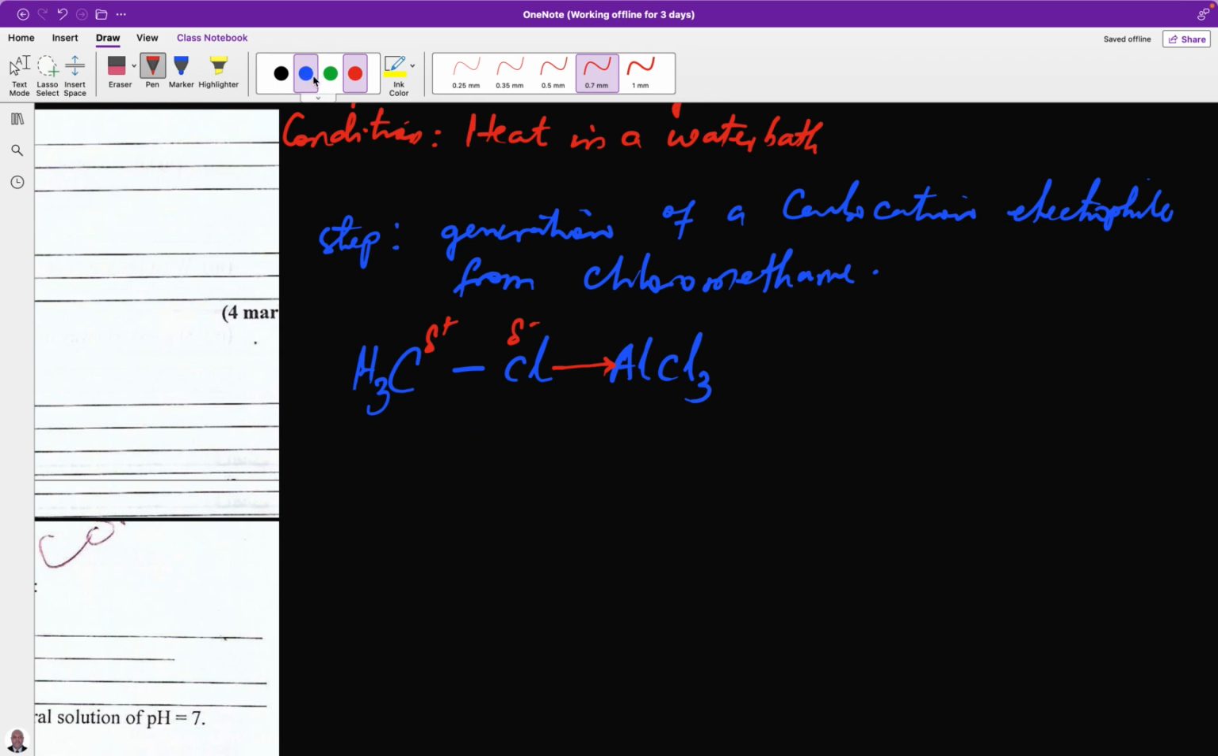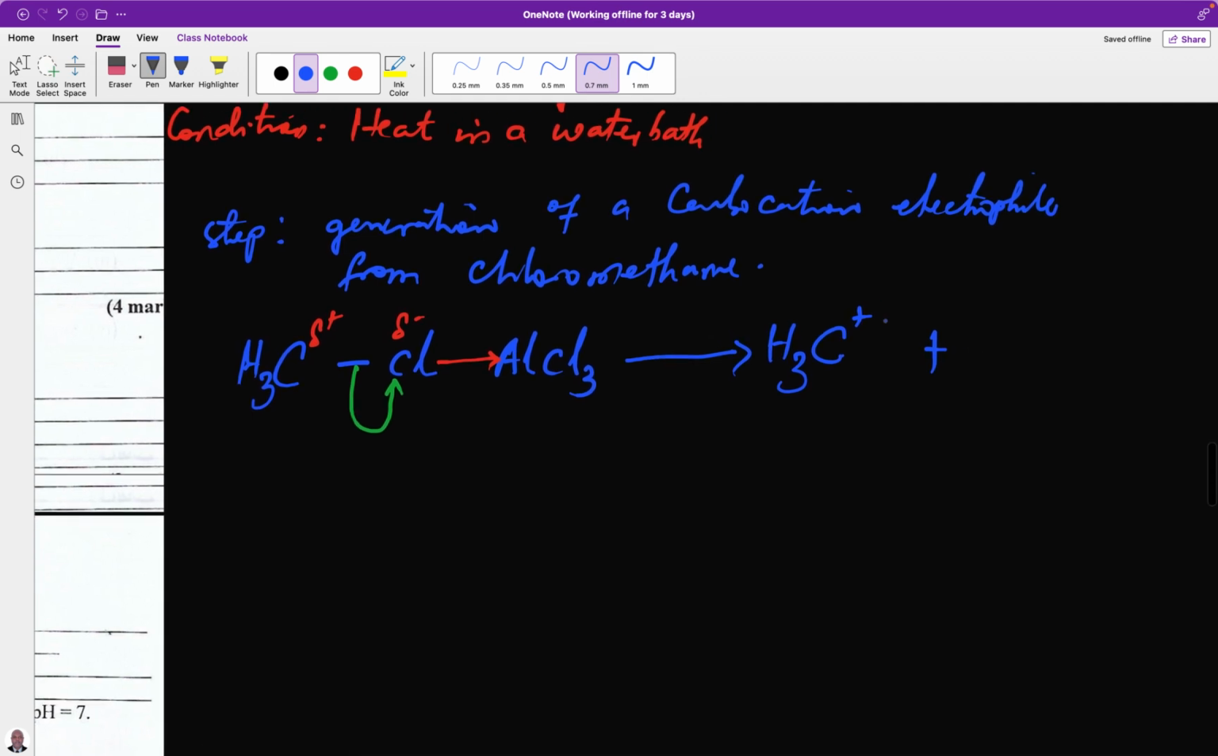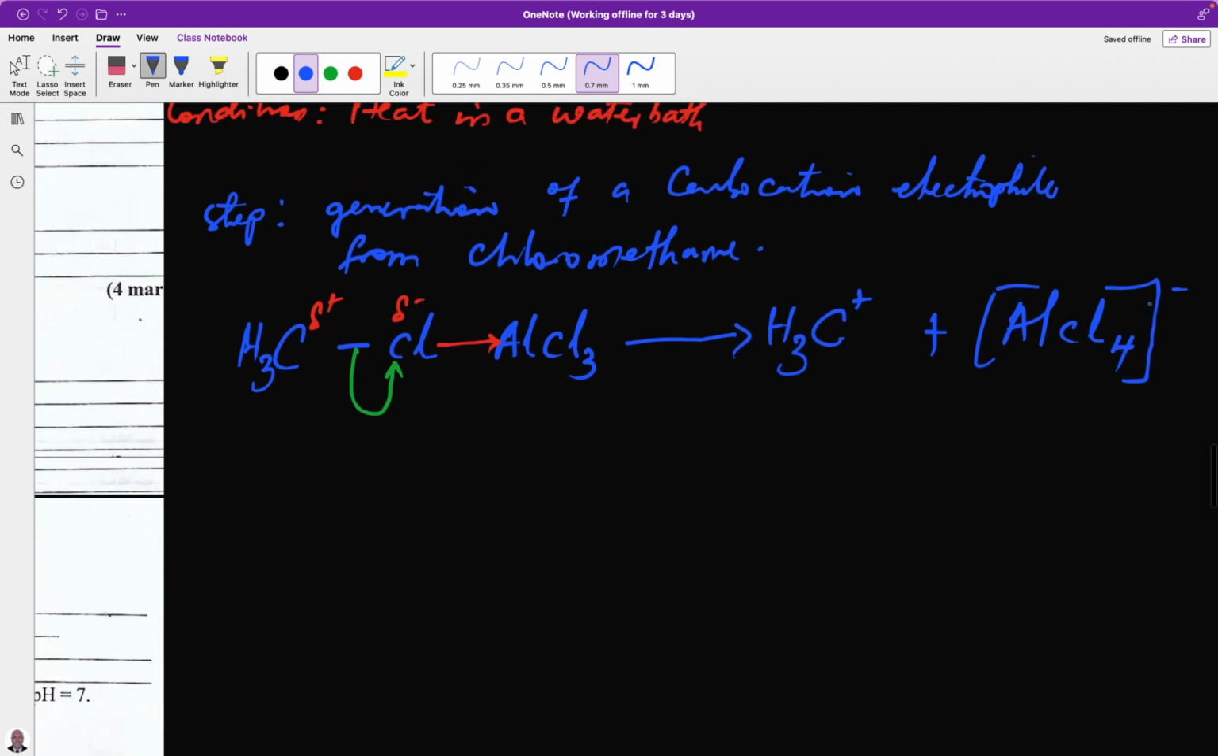So what happens here is a heterolytic fission. Chlorine is more electronegative and takes the bonding pair of electrons. The bonding pair of electrons will be used to attach to the catalyst, aluminum chloride. When there is heterolytic fission, the electrophile is generated, resulting in CH3+, the electrophile, plus the catalyst. That is step number 1.